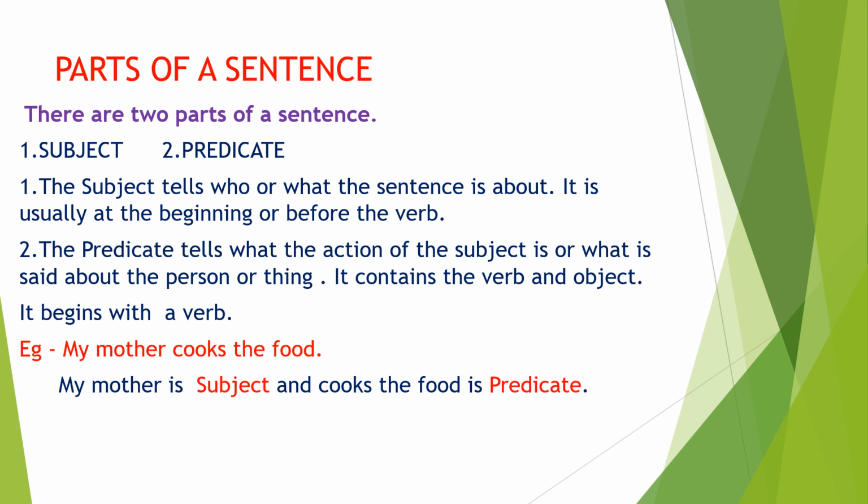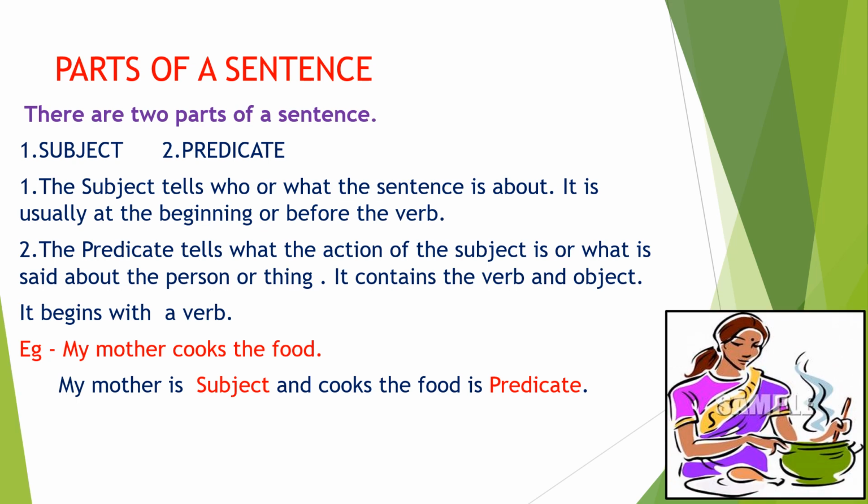Now, let us take an example over here. My mother cooks the food. My mother is the subject over here because we are talking about my mother. Cooks the food is predicate over here because it is telling more about the subject, that is my mother.